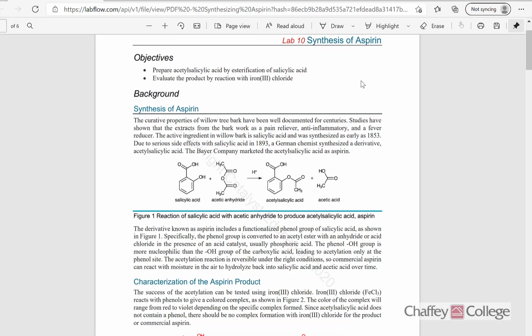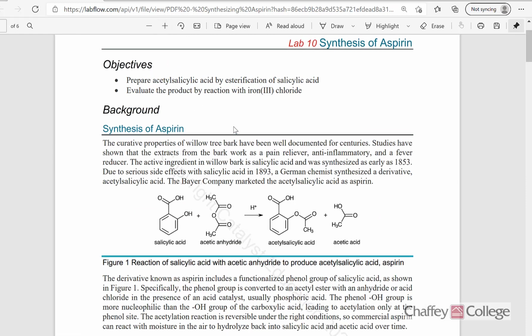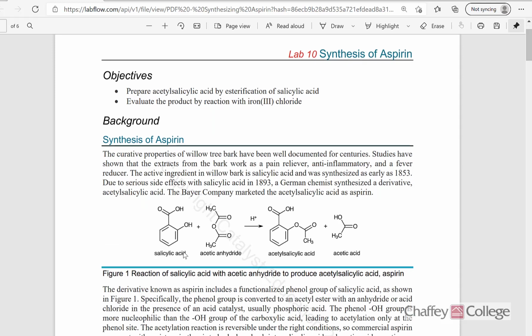So the objective of this lab is to prepare aspirin. The chemical name of aspirin is acetyl salicylic acid, and this is prepared by the reaction of salicylic acid with a compound called acetic anhydride. The chemical equation of this synthesis reaction is given here.